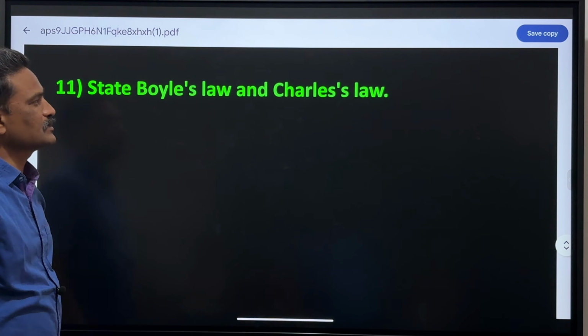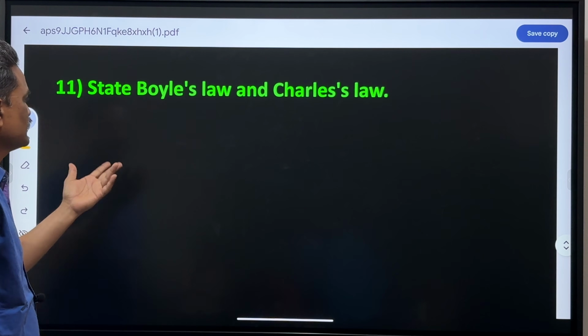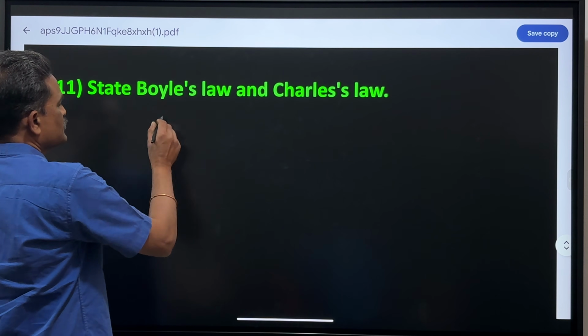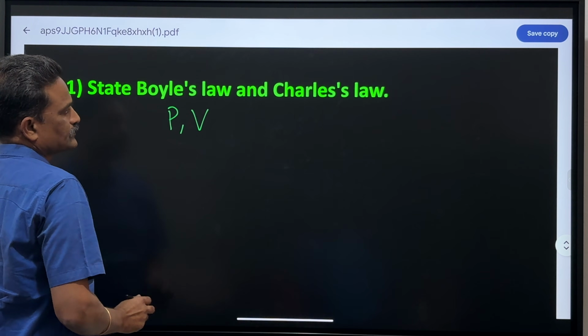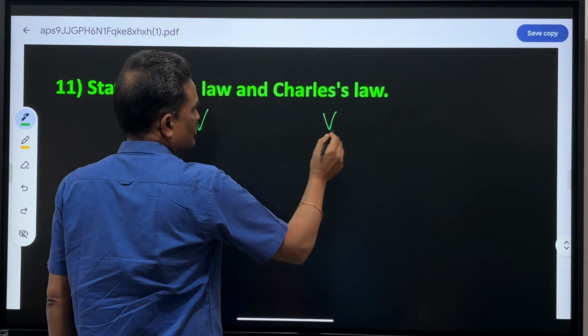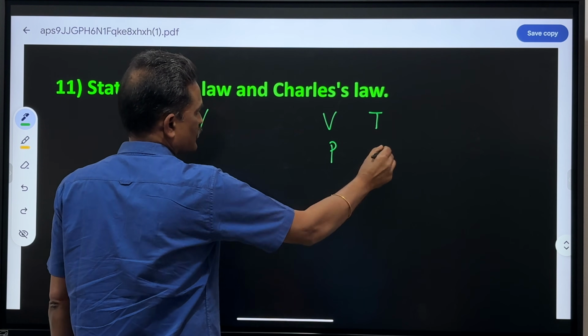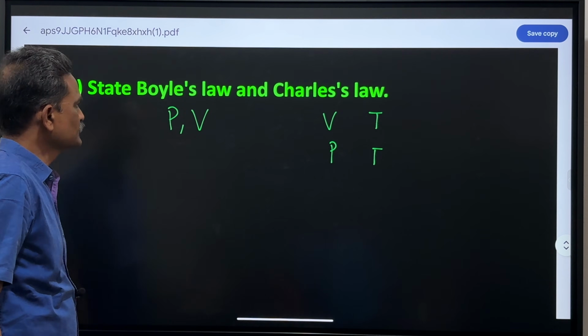State Boyle's law and Charles' law. These are the two gas laws which are famous. You read all these even in chemistry also. Boyle's law tells the relationship between P and V, that is pressure and volume. Whereas Charles' law deals with volume and temperature, and pressure and temperature. There are two Charles' laws. If you write one, that is enough.